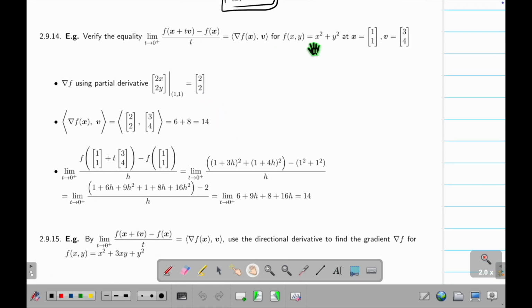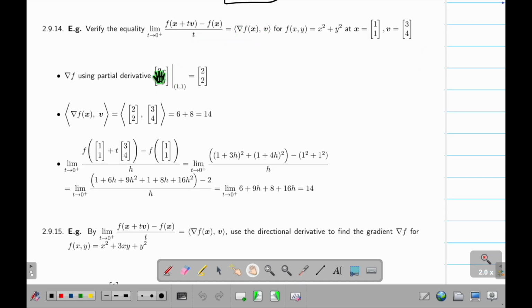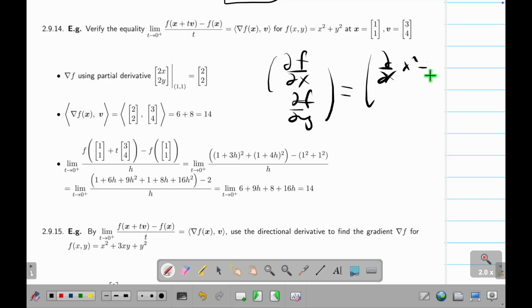Now here's the first example. Verify this is true. So I have f(x,y) equal x squared plus y squared, and my x is (1, 1), v is (3, 4). Is it true? So doing the partial derivative of this, what will it be? It will be the partial on x squared plus y squared with respect to x, and the partial on x squared plus y squared with respect to y, right? Partial derivative doesn't care about constants, so this one is gone, and this one is gone. d x squared dx is 2x, d y squared dy is 2y, done.